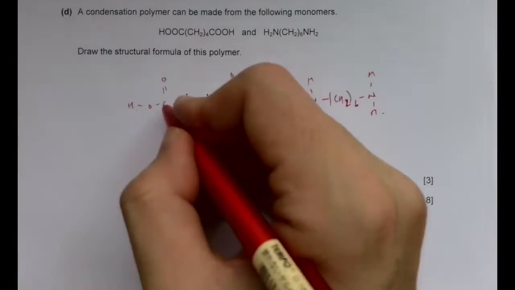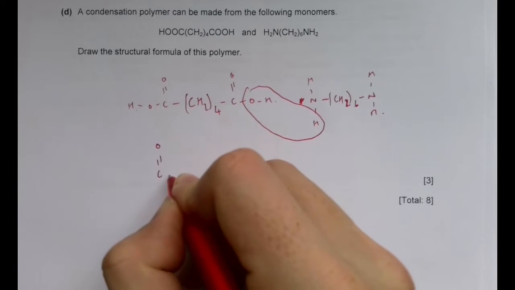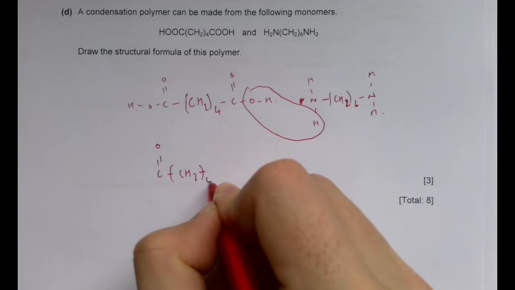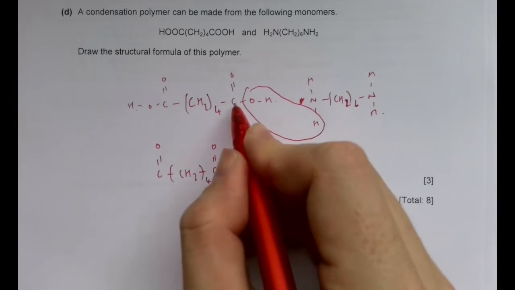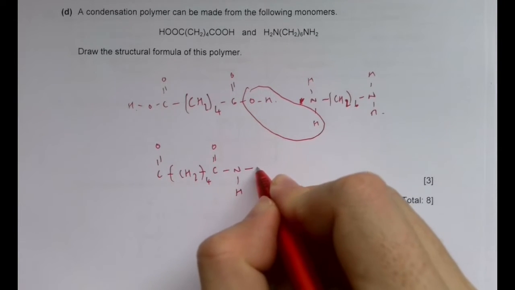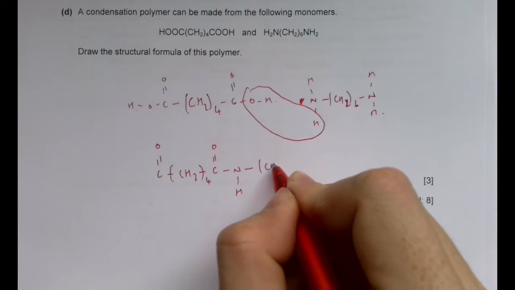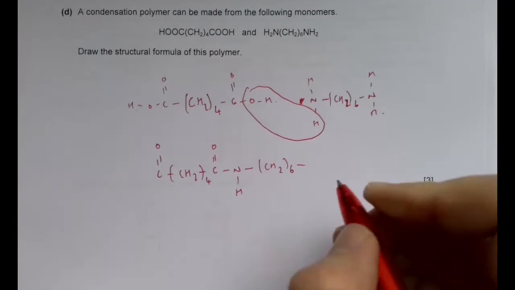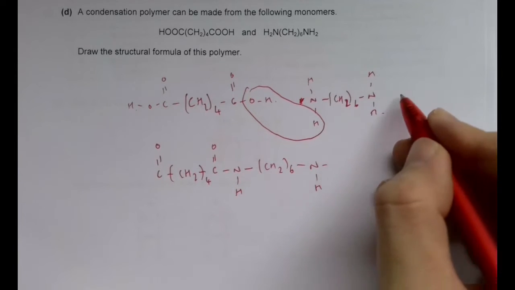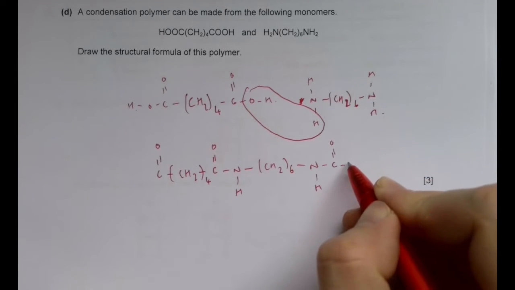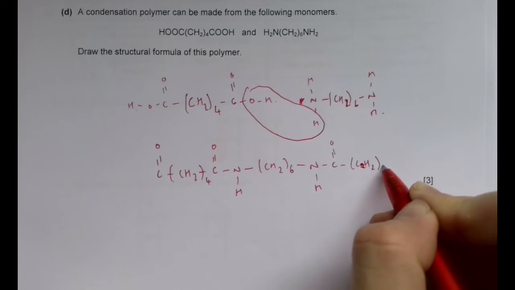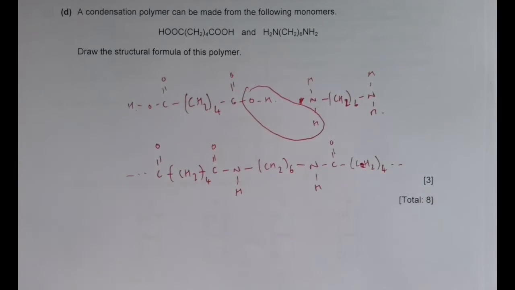Okay, so we're going to have CO, CH2 4, CO, and the carbon bonds directly to the nitrogen, NH, CH2 6, and NH, and then that will bond to the next one along, CO, CH2 4, whatever, like that. Okay.